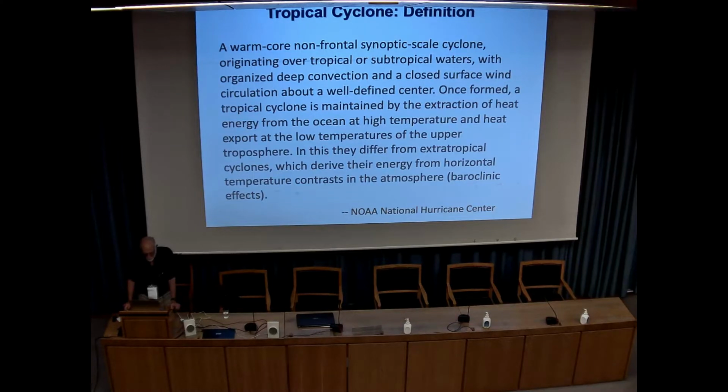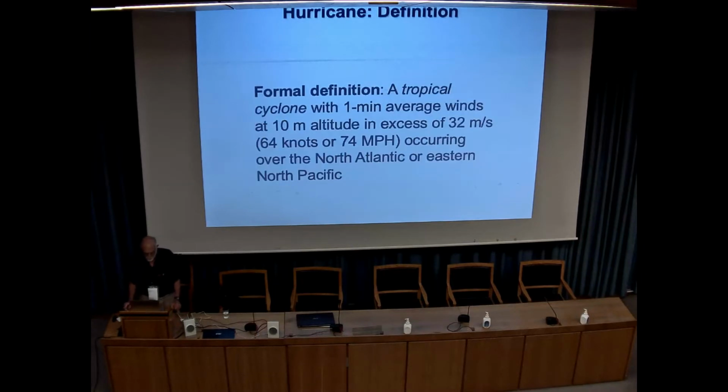of the upper troposphere. In this, they differ from extratropical cyclones, which derive their energy from horizontal temperature contrasts in the atmosphere, and those are baroclinic effects. A hurricane definition used, again, by the weather services in the U.S.: a tropical cyclone with 1 minute average winds at 10 meter altitude in excess of 32 meters per second, occurring over the North Atlantic or East and North Pacific.